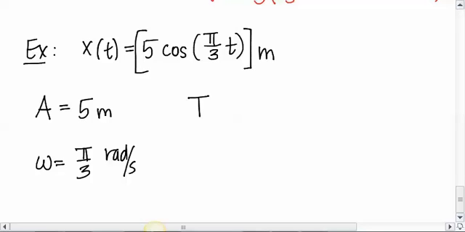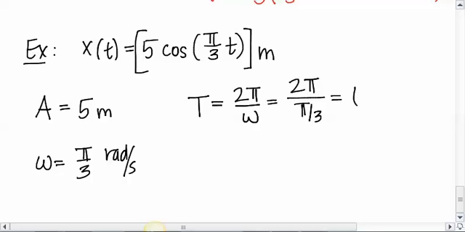What about the period? How could we find the period? Omega equals 2 pi over period, so period equals 2 pi over omega. Very good. So I have 2 pi over pi over 3. That's 6. And period is measured in what? Seconds. Very good. What about frequency? Like good old hertz frequency. 1 over 6 hertz.